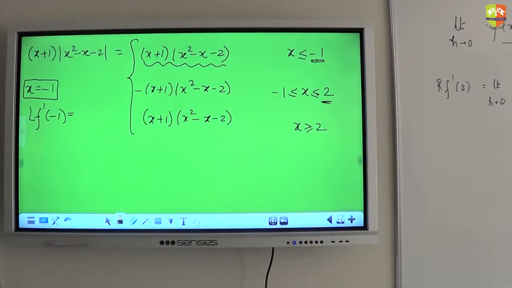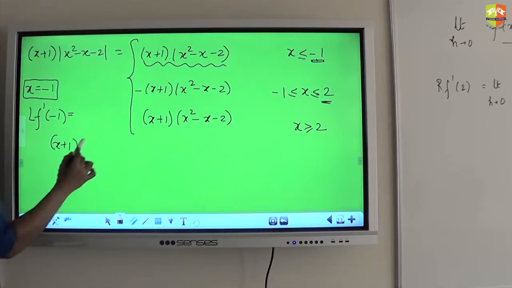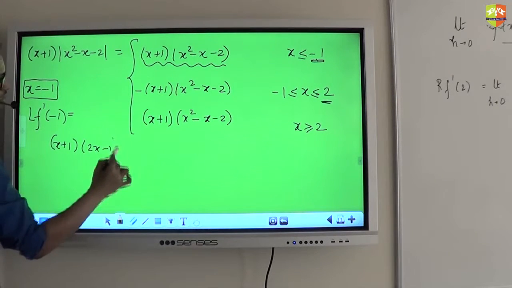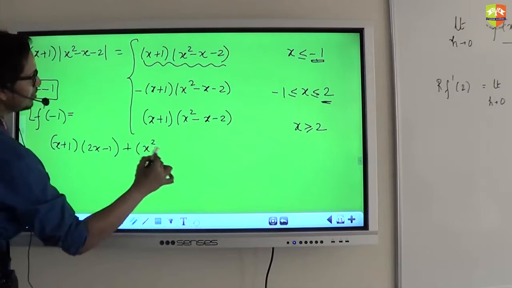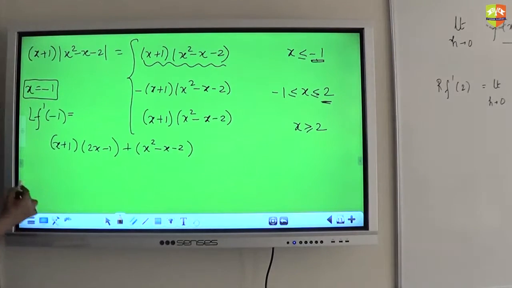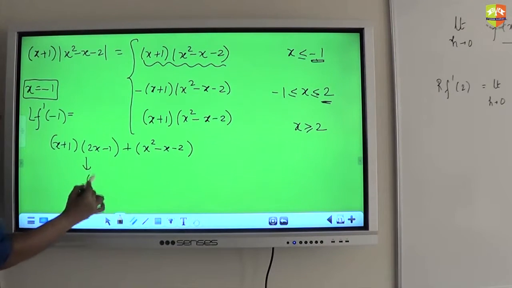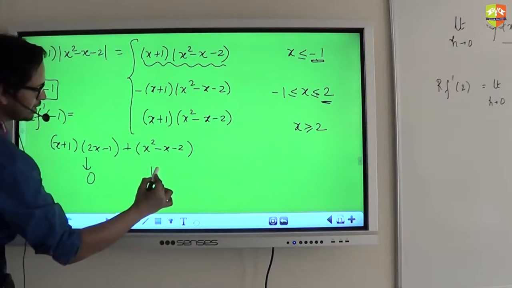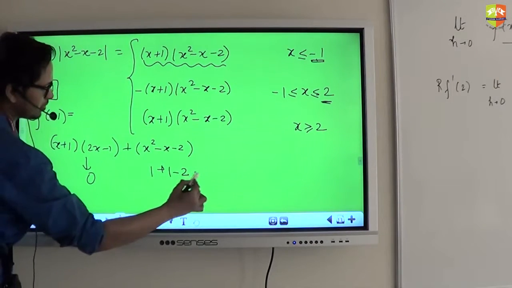Let's confirm for others. I don't mind this. And if you're making a mistake in differentiating, what are the zeros? X plus 1 is 0, right? 2x minus 1. X square minus x minus 2. Put x as minus 1, this will become 1. Plus 1 minus 2, it's becoming 0.